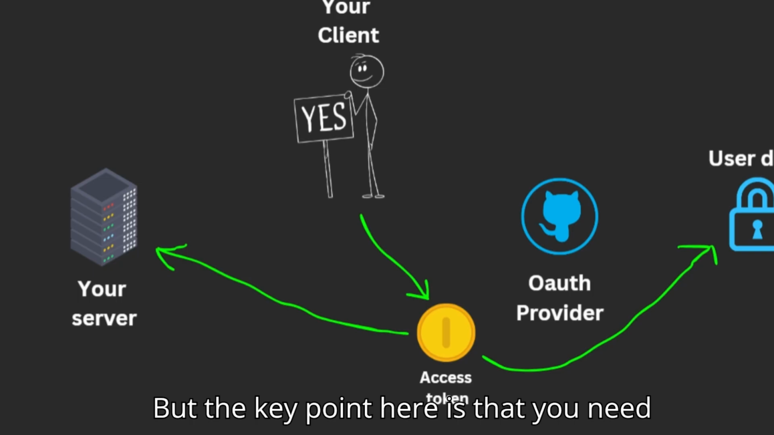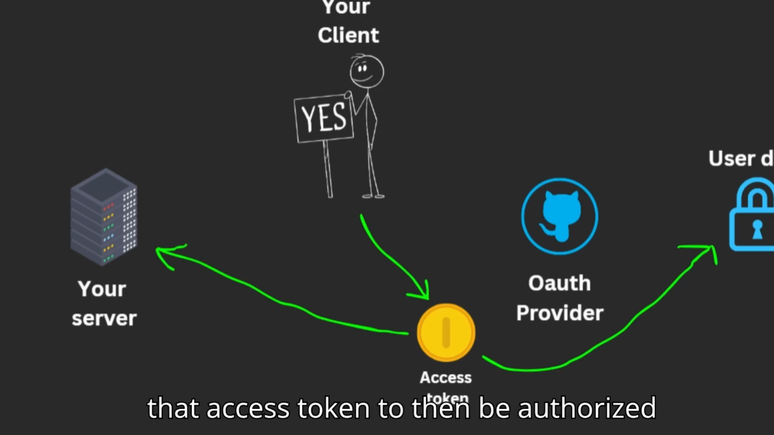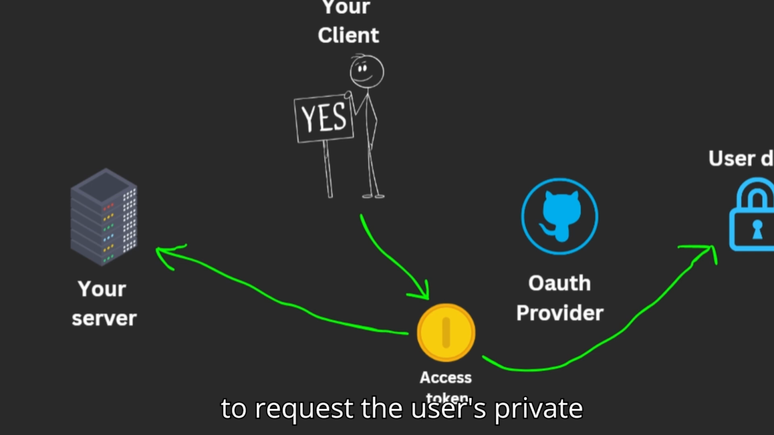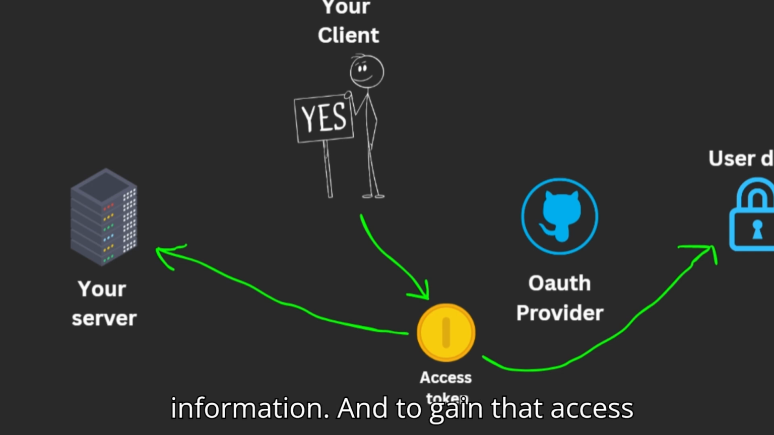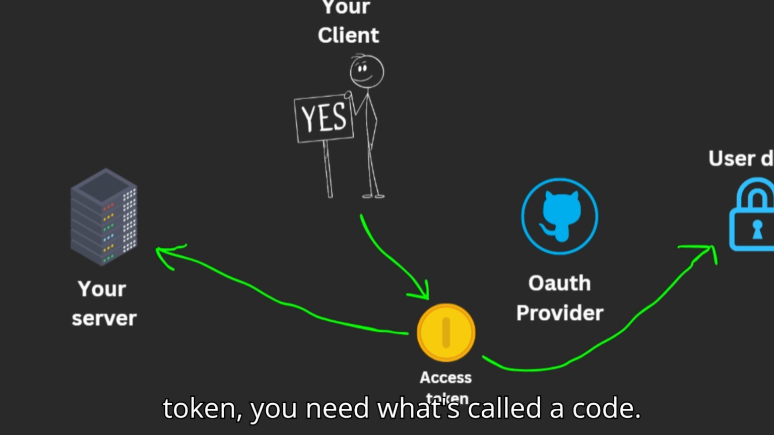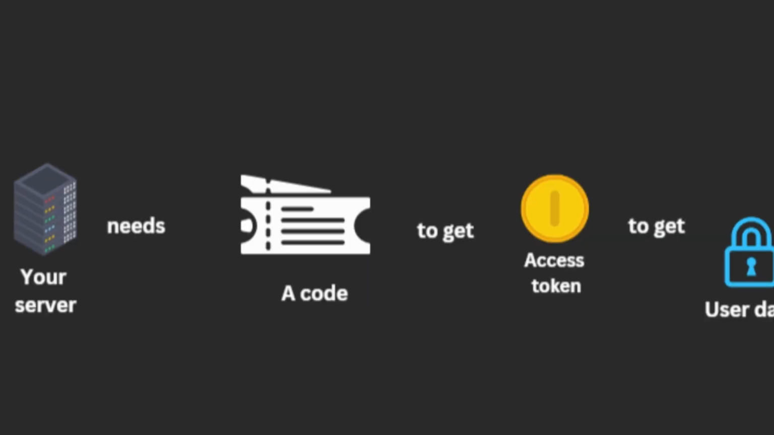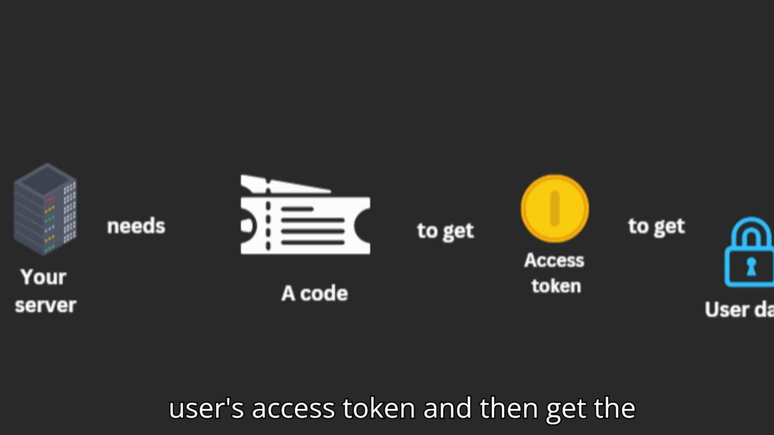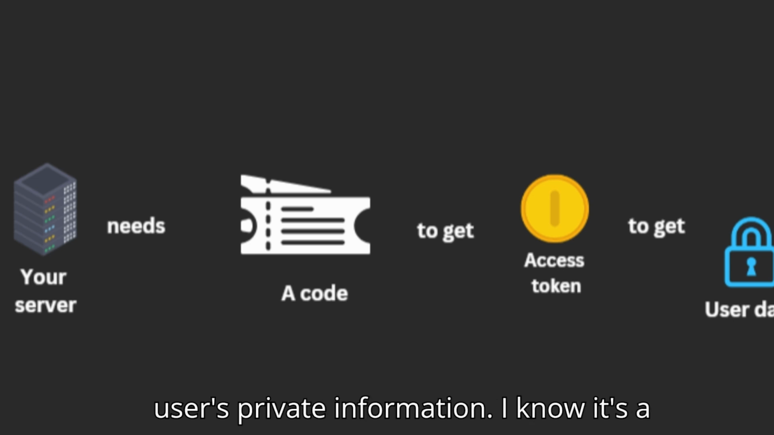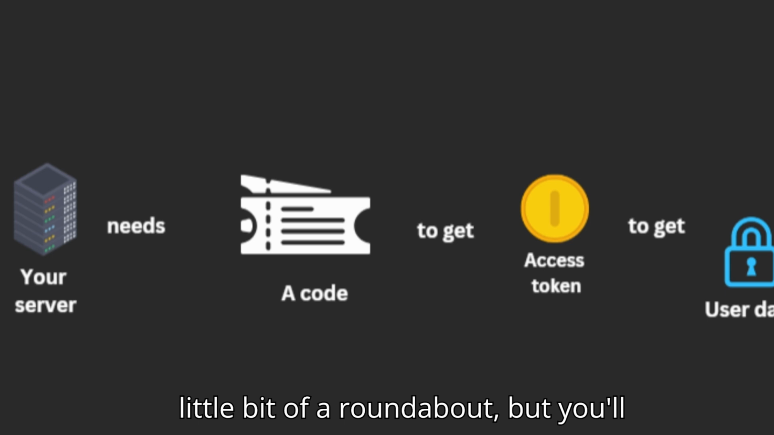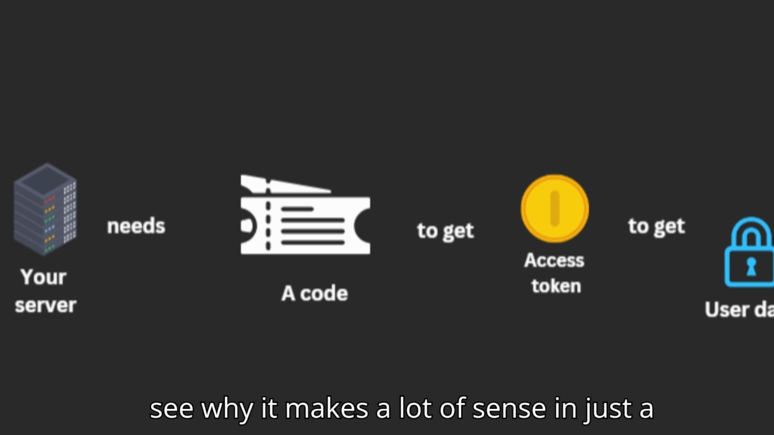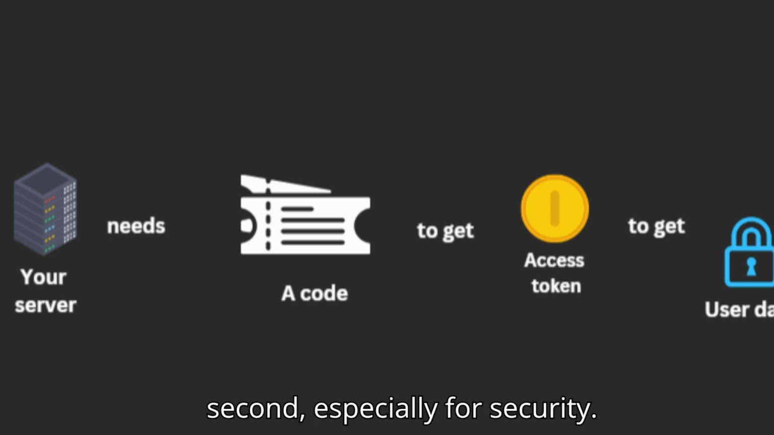But the key point here is that you need that access token to then be authorized to request the user's private information. And to gain that access token, you need what's called a code. So yes, you need a code to then get the user's access token and then get the user's private information. I know it's a little bit of a roundabout, but you'll see why it makes a lot of sense in just a second, especially for security.